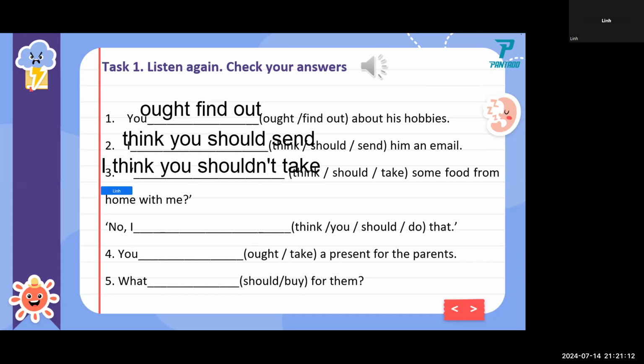But you get used to it. Don't worry. Have you got any other advice for me? Yes. You ought to take a present for the parents. Oh, okay. What should I buy for them? Just something small. Something for the house. OK, good. And remember to say please and thank you when you're staying with them. The English are very polite. Great. Thanks for the advice.